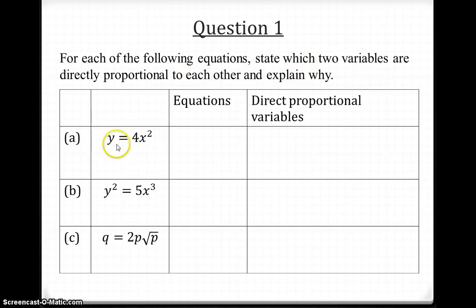So look at this equation: y is equal to 4x squared. In this equation, we can rewrite it as y over x squared is equal to 4. Then what are the two variables? We have y and x squared. To plot the graph, y is plotted against x squared and it is a straight line through the origin.